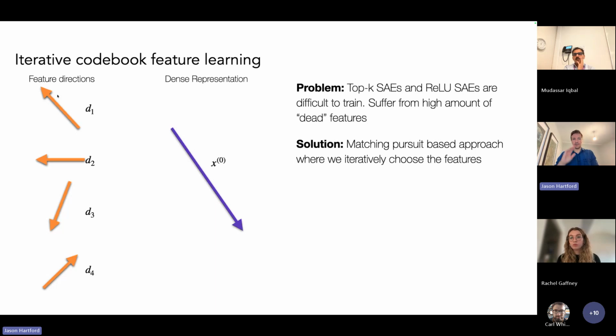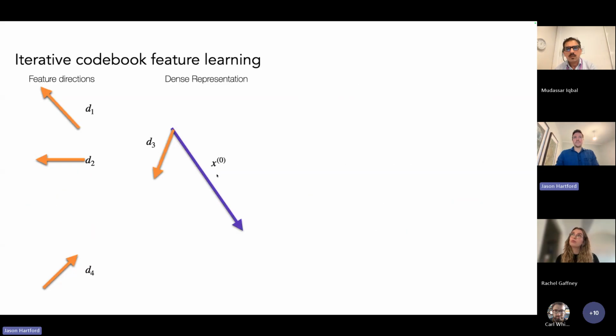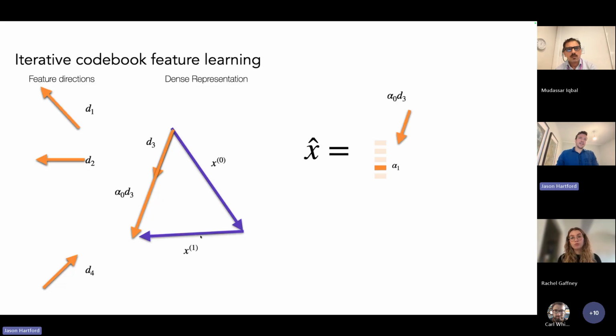So if I have a set of directions, features correspond to directions. In matching pursuit, I'm going to find the direction, in this case D3, that is most similar to the feature direction of interest. And then I'm going to regress these. I'm just going to scale this out so that I minimize this error over here. And then I'm going to look at the residual. So x1 becomes the residual of the regressed feature, right?